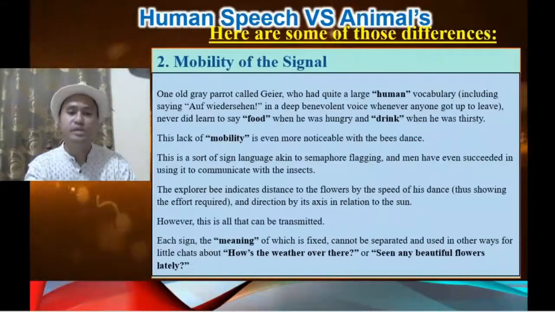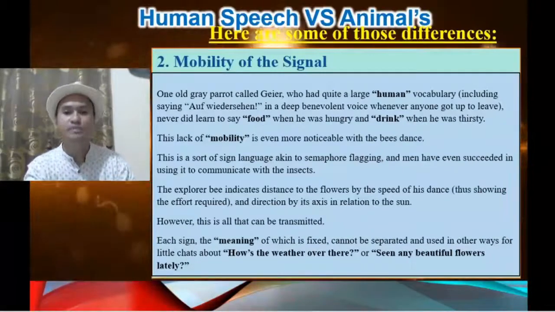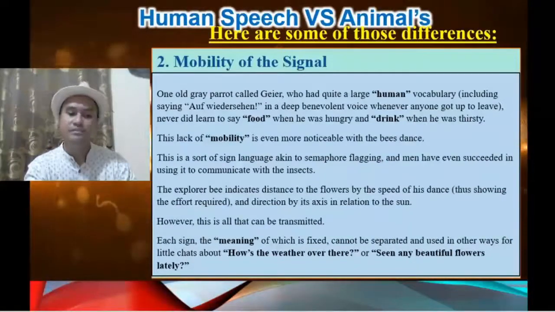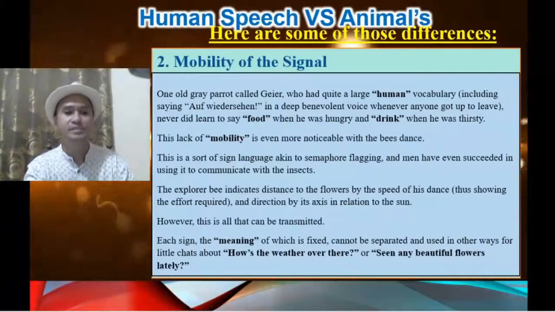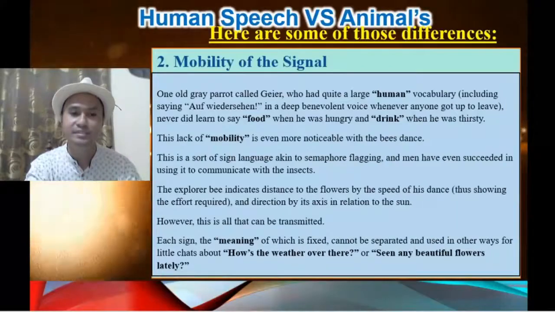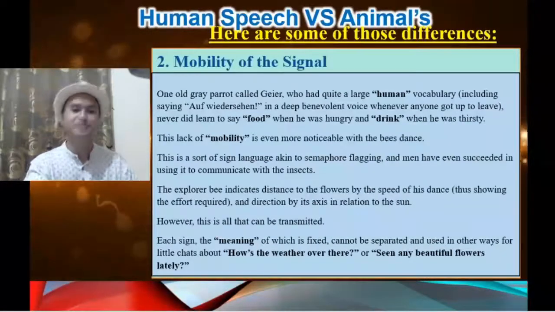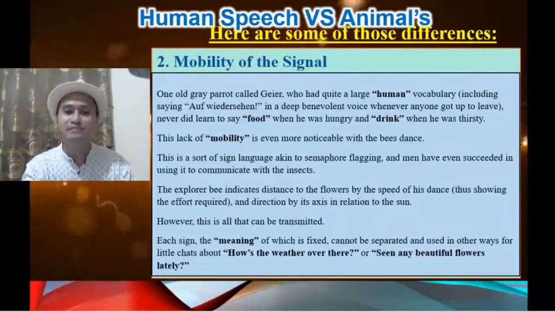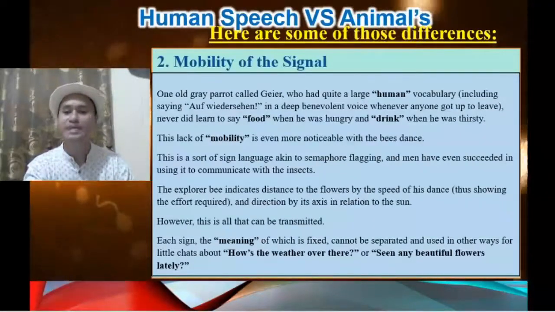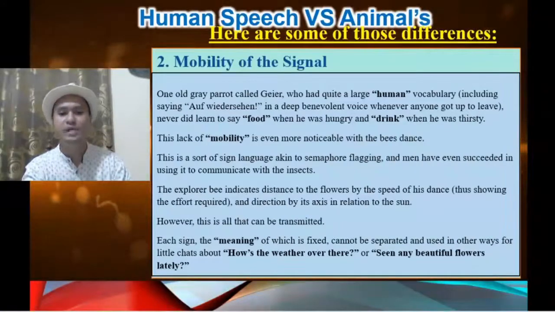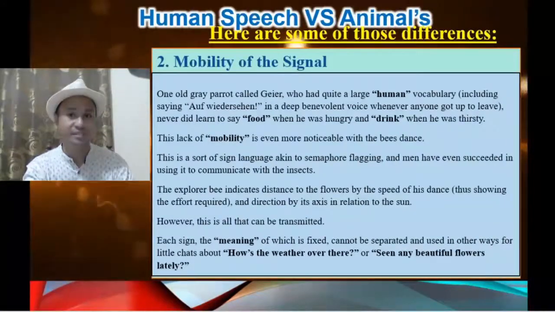One old gray parrot called Jako, who had quite a large human vocabulary, including some German words, Auf Wiedersehen, I don't know if I've said it right, probably that part is really good, said in a deep, benevolent voice whenever anyone got up to leave, never did learn to say food when he was hungry and drink when he was thirsty.